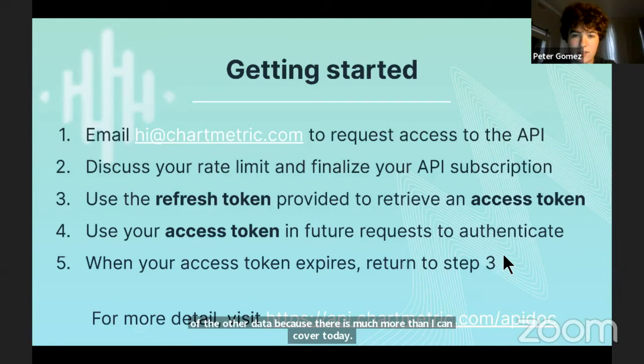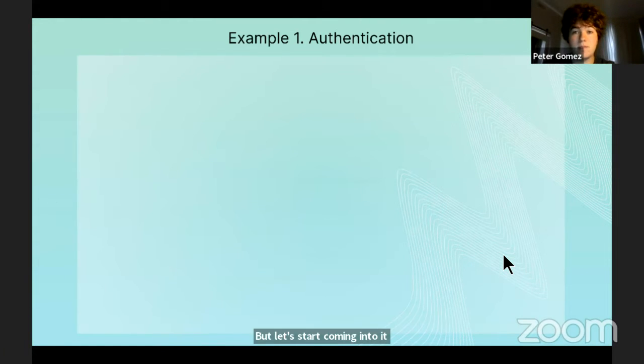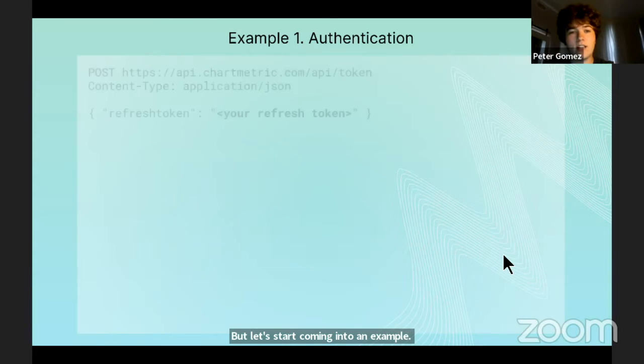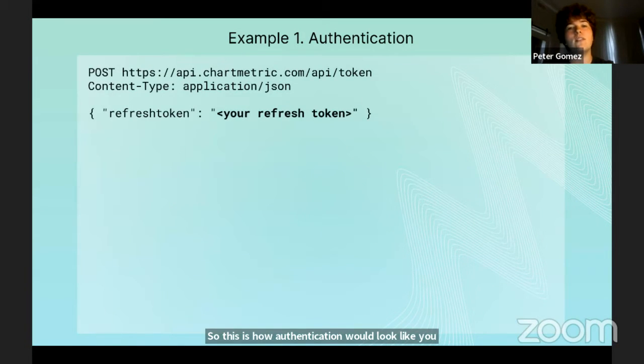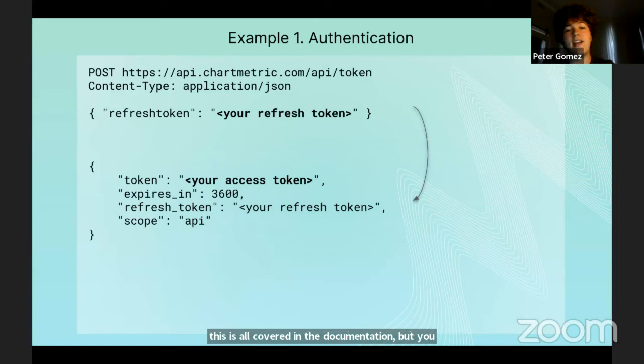But let's start jumping into an example. So this is how authentication would look. You would make a post request to the URL that you see there. And this is all covered in the documentation, but you'd attach your refresh token. And in a response, you'd get an access token.